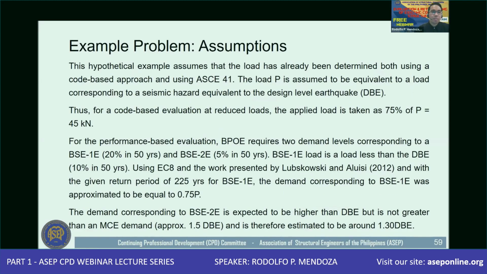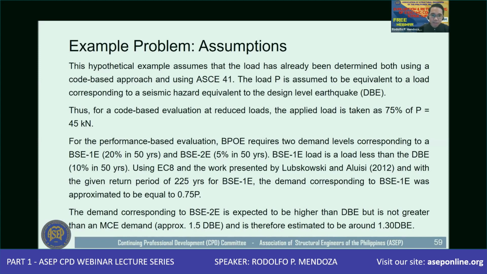As an assumption, this hypothetical example assumes that the load has already been determined both using the code-based approach and using ASCE 41. The load P is assumed to be equivalent to a load corresponding to a seismic hazard equivalent to design level earthquake. Thus, for a code-based evaluation of reduced load, the applied load is taken as 75% of P, which is equal to 45 kilonewton.